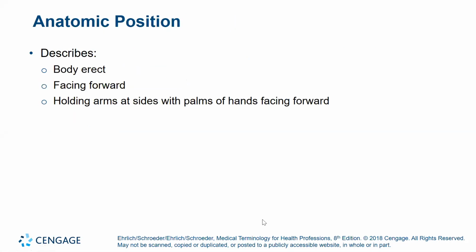The anatomic position describes the body standing in the standard position. This includes standing up straight so that the body is erect and facing forward, also holding the arms at the sides with the hands turned so that the palms face toward the front.